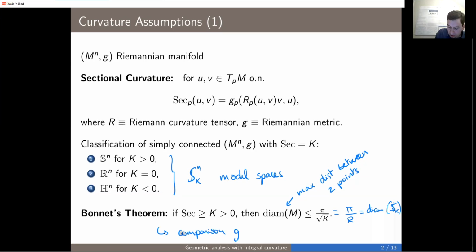It's a result in comparison geometry. Okay, so all the results I'm going to be presenting today are of this sort. So I was saying this sectional curvature is more or less an intuitive notion of curvature because actually in dimension 2, you're probably all familiar with it. In dimension 2, the sectional curvature is the Gaussian curvature, right?